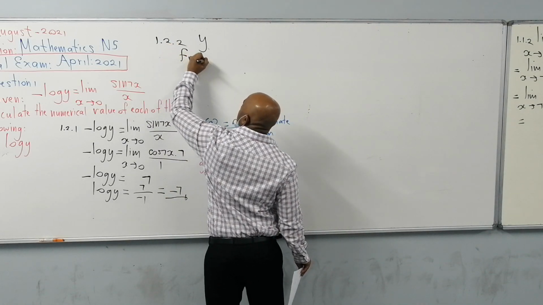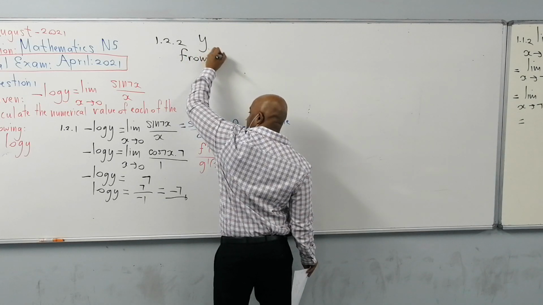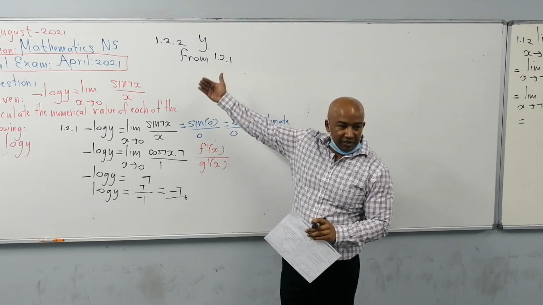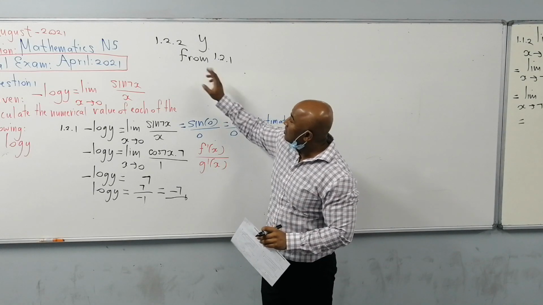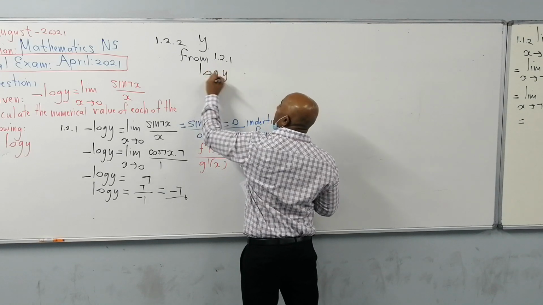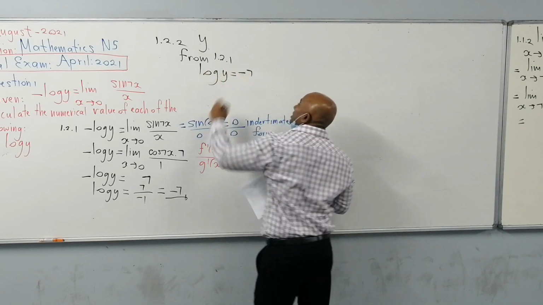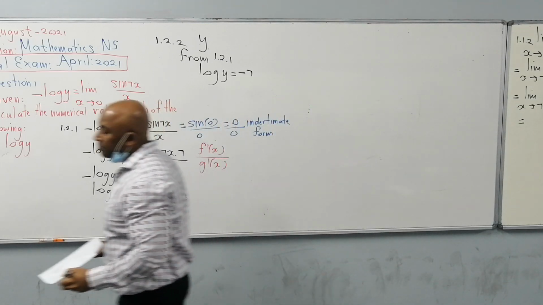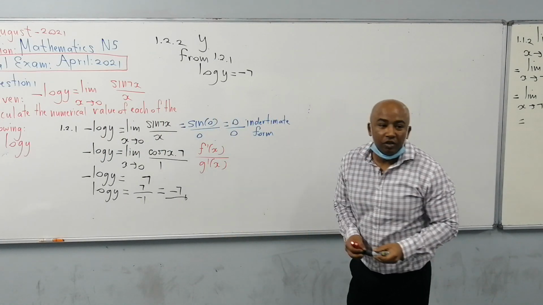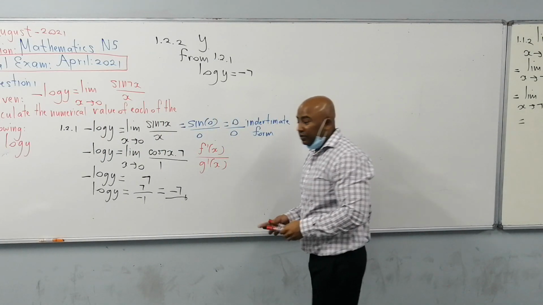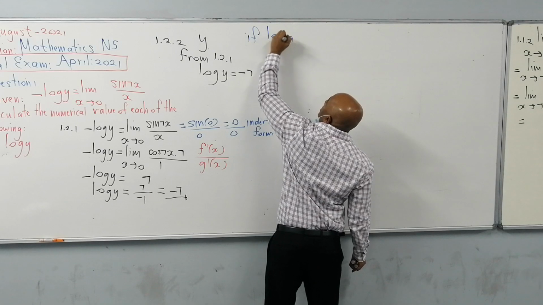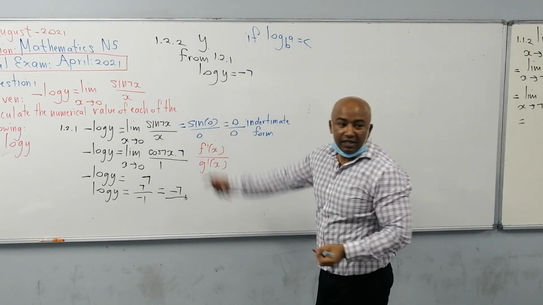From 1.2.1, this is how you need to answer a question where you're taking information from the previous question, you see? To show where you got this, I'm saying from 1.2.1, log of y is equal to minus 7. Okay. So now we need to solve for y. So we need to know our laws, which you already obviously know. So your log law is if log a to the base b is equal to c, this is a log equation.